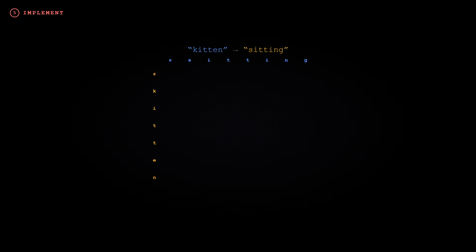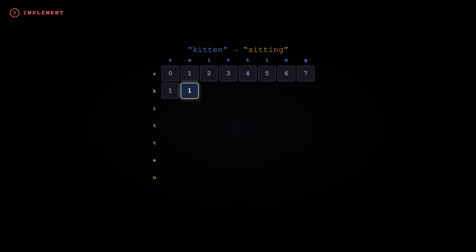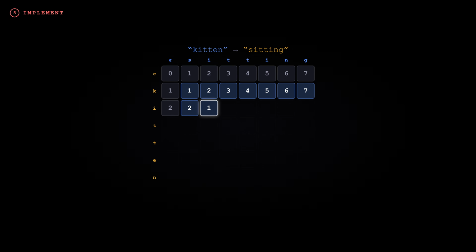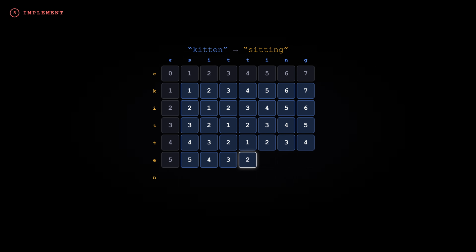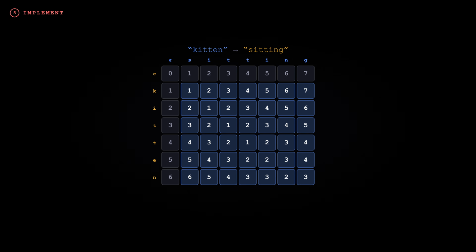This problem naturally maps to a 2D grid. We can place string A along the vertical axis and string B along the horizontal. Because every single cell only relies on the three cells immediately to its top, left, and diagonal, we can just fill this grid row by row, from left to right, top to bottom. By the time we reach any cell, its dependencies are already calculated. And when we hit the bottom right corner, there's our answer. 3 operations.